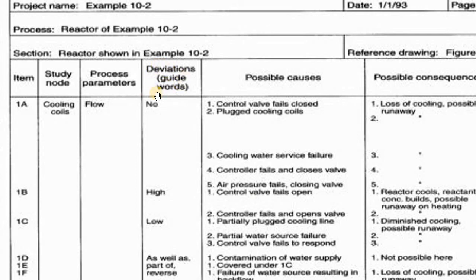And then there's a deviation guide words, which means if there's no flow, these are the possible reasons for that. Maybe the deviation is a high flow, which means that the air pressure fails and now I have a high flow. Or the control valve is failing and it's opening. Because the control valve failed, it opens, which makes sense. That's why I have a high flow. Or it could be that I have a low flow. You see, I'm having different possible causes depending on the deviation guide words for the process parameter of the study node that I'm studying in the reactor, the vessel, right?